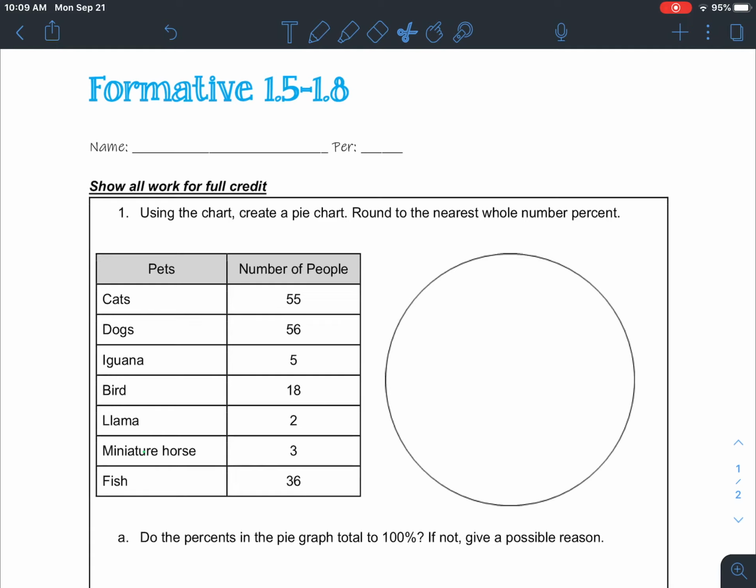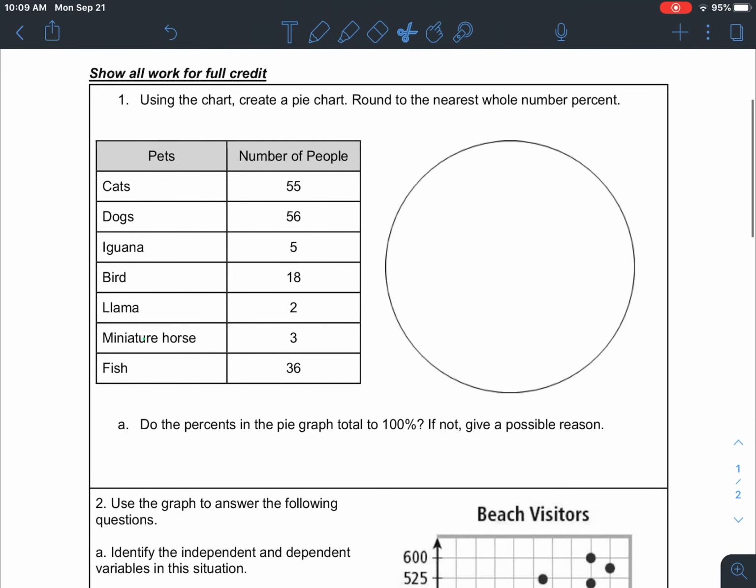This formative was pretty short, just 2 questions, a little bit of work in this first one to use this chart to create a pie chart and then round each percent to the nearest whole number. Okay, so our first step is we need to figure out the number of people that have each of these pets. So 55 people have cats, 3 people have a miniature horse, 2 people have a llama. How many in total were surveyed, maybe?